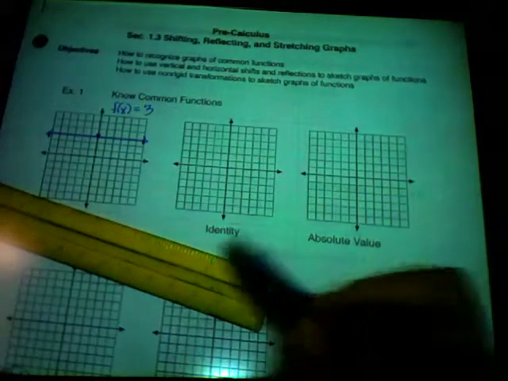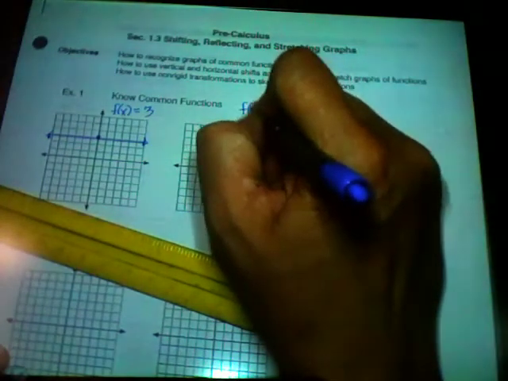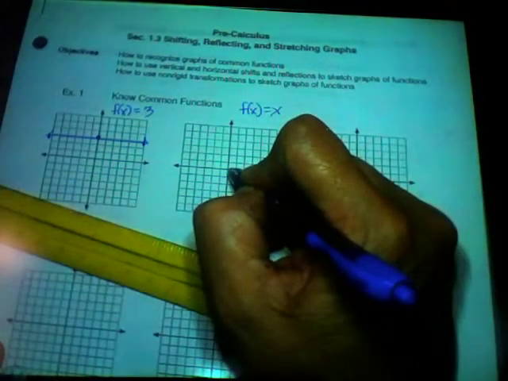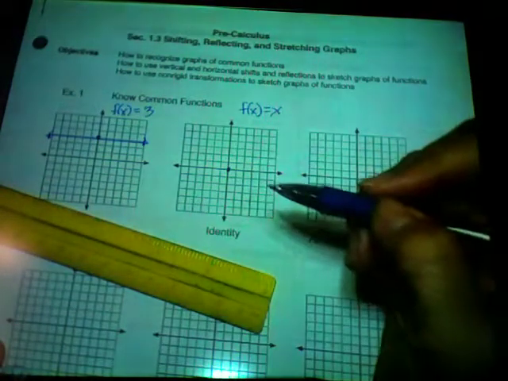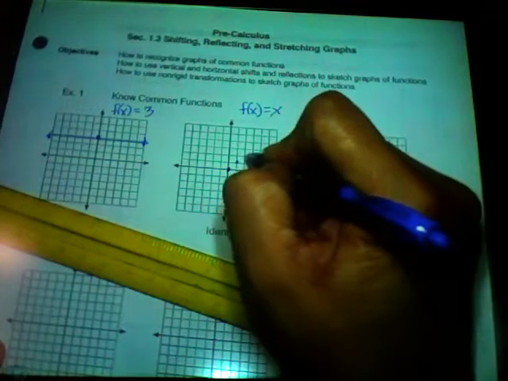Then we have the identity function. Identity means that x is equal to y. So it's going to look like this. F of x is equal to x because it's really y equals x. So if x is 0, wouldn't y be 0? If x were 1, wouldn't y be 1? If x were 2, y would be 2.